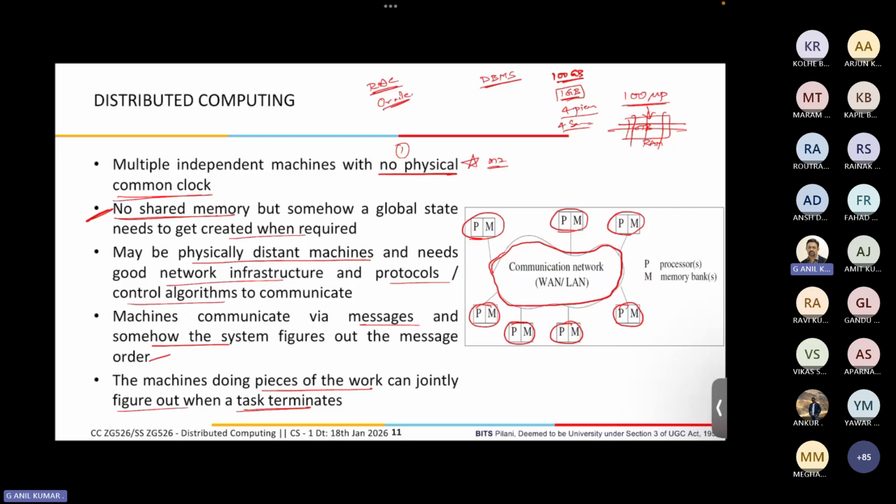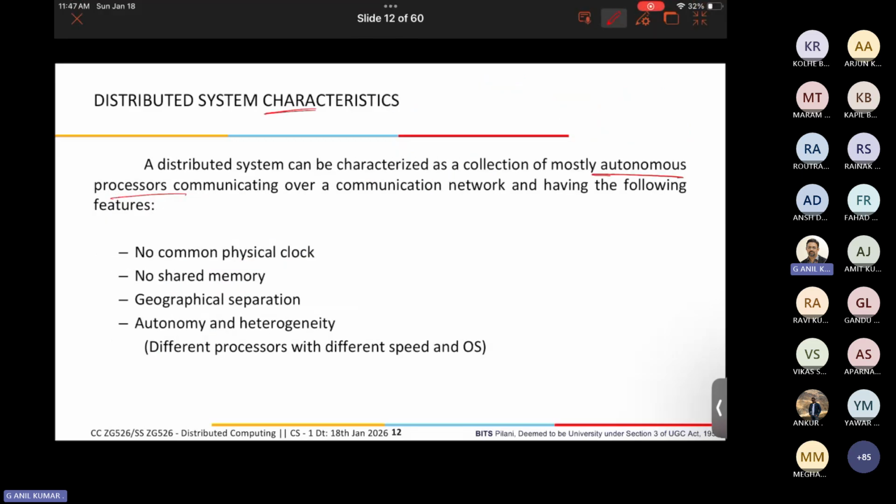So now, what are the characteristics of distribution? When we speak about distribution, a distributed system can be characterized as a collection of mostly autonomous processors communicating over a communication network. What are the features? Very important. No common physical clock. Keep these points in mind, guys. These are very important. These points apply throughout your course. There is no common physical clock, meaning not all machines work with reference to one single clock. Am I right?